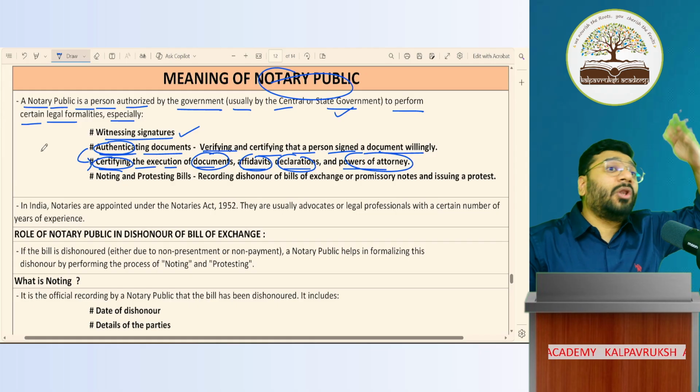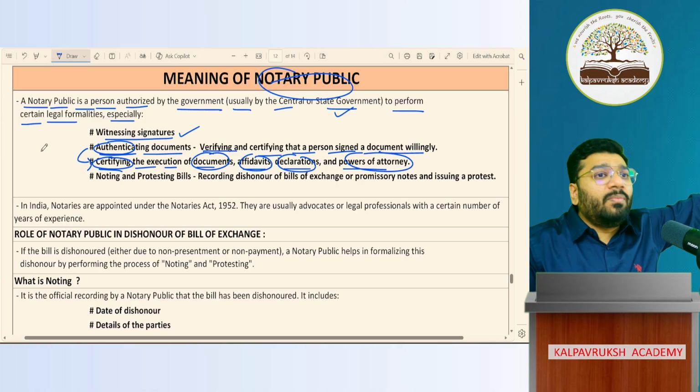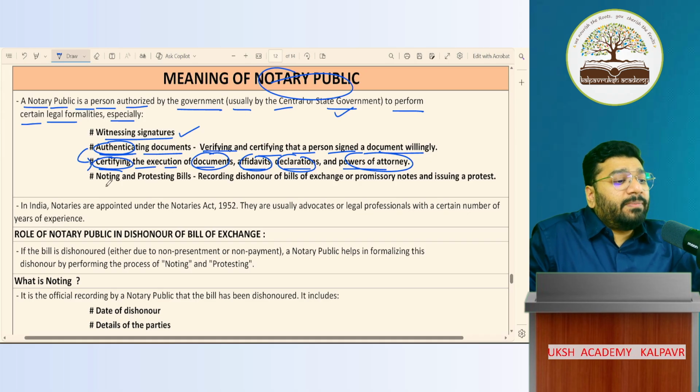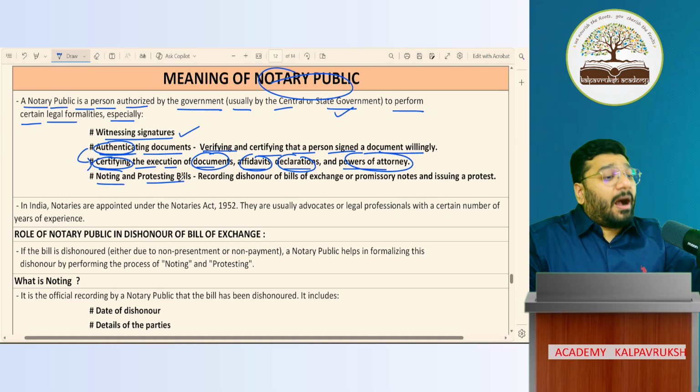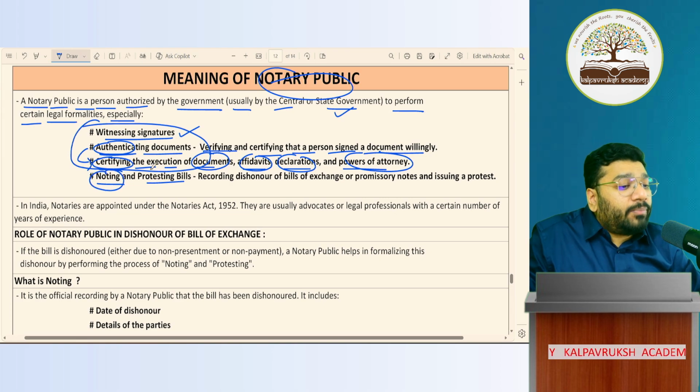Here you will study this in law, not in accounts. This is something you will study in law, more in the case of civil and criminal law, no? In-depth discussion about the notary public will come. Now, there's something called noting and protesting of bill. Apart from doing all this activity, a notary public also can do noting and protesting of bill.